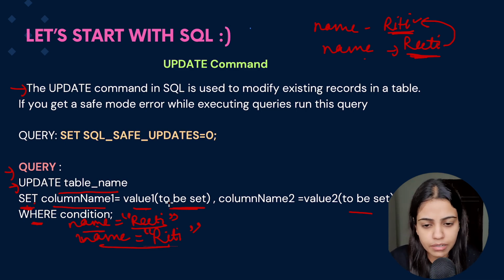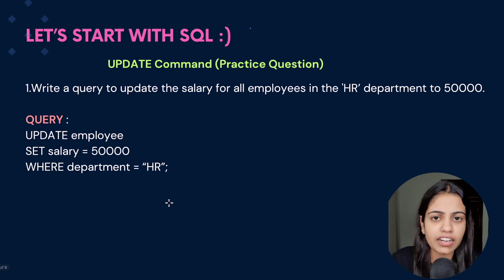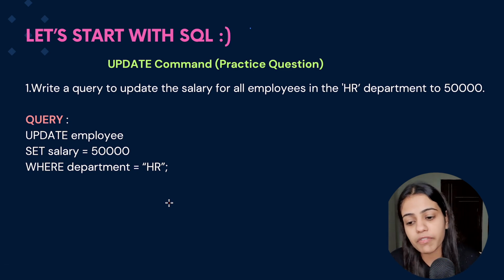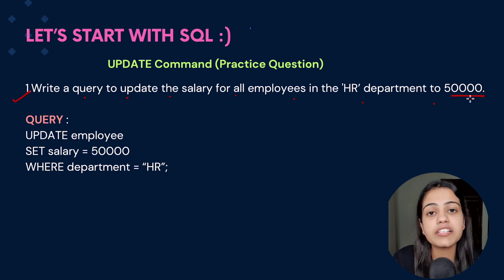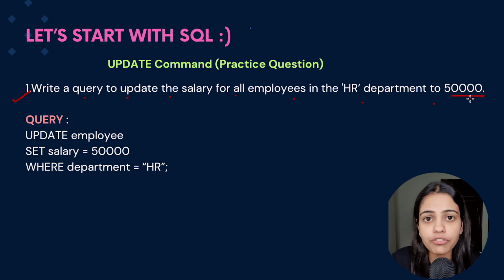Now let's see some examples of this update query, some practice questions, and then we will go ahead in the MySQL Workbench and execute these queries. So the very first practice question is, write a query to update the salary for all employees in the HR department to 50,000. So for the HR department there has been an increment applied to all the people working in the HR department. So rather than manually correcting all the salaries, it's better to execute a query which will update all the salaries of the people in the HR department to 50,000.